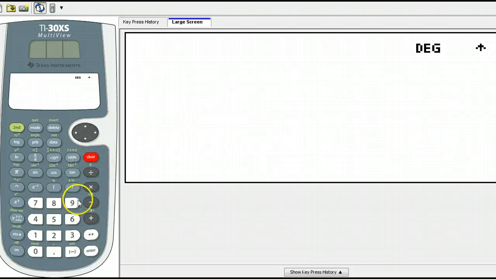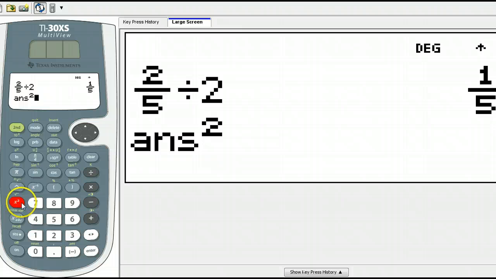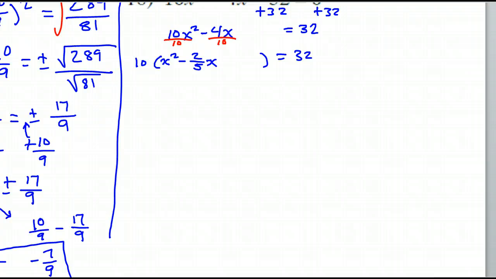Now if you don't like that, you could have done it in 2 steps. 2 over 5, so half of that is 1/5. Square that. By the way, notice I can just hit squared and it squares. It says Ans squared. That means take whatever the previous answer is and square it. And it's 1 over 25. So learn how to use your calculator. Either way, it's going to be 1 over 25.